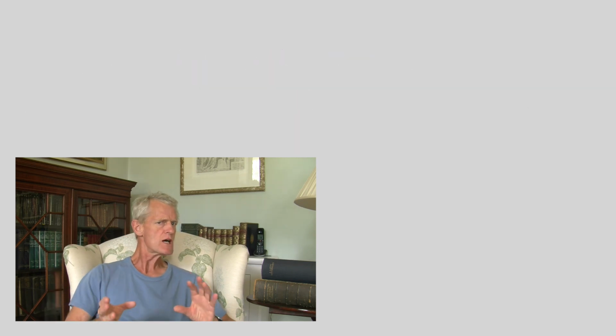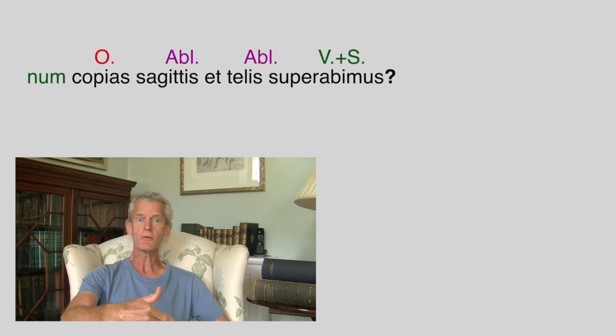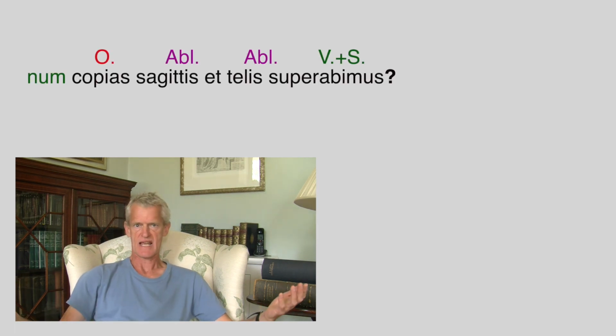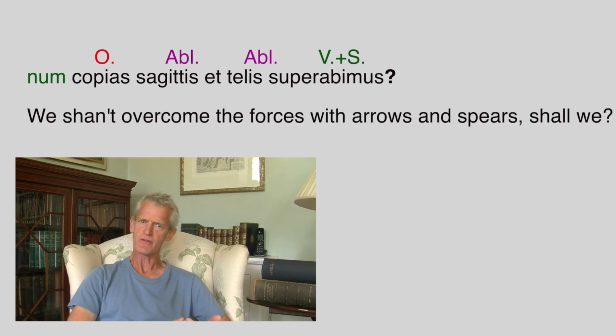Or if you were a bit nervous about the whole situation and thought, blimey, we've only got spears and arrows and they've got machine guns, you might begin it with num. Num copias sagittis et telis superabimus. That would mean we shan't overcome the forces with spears and arrows, shall we? You know, that's not going to happen.